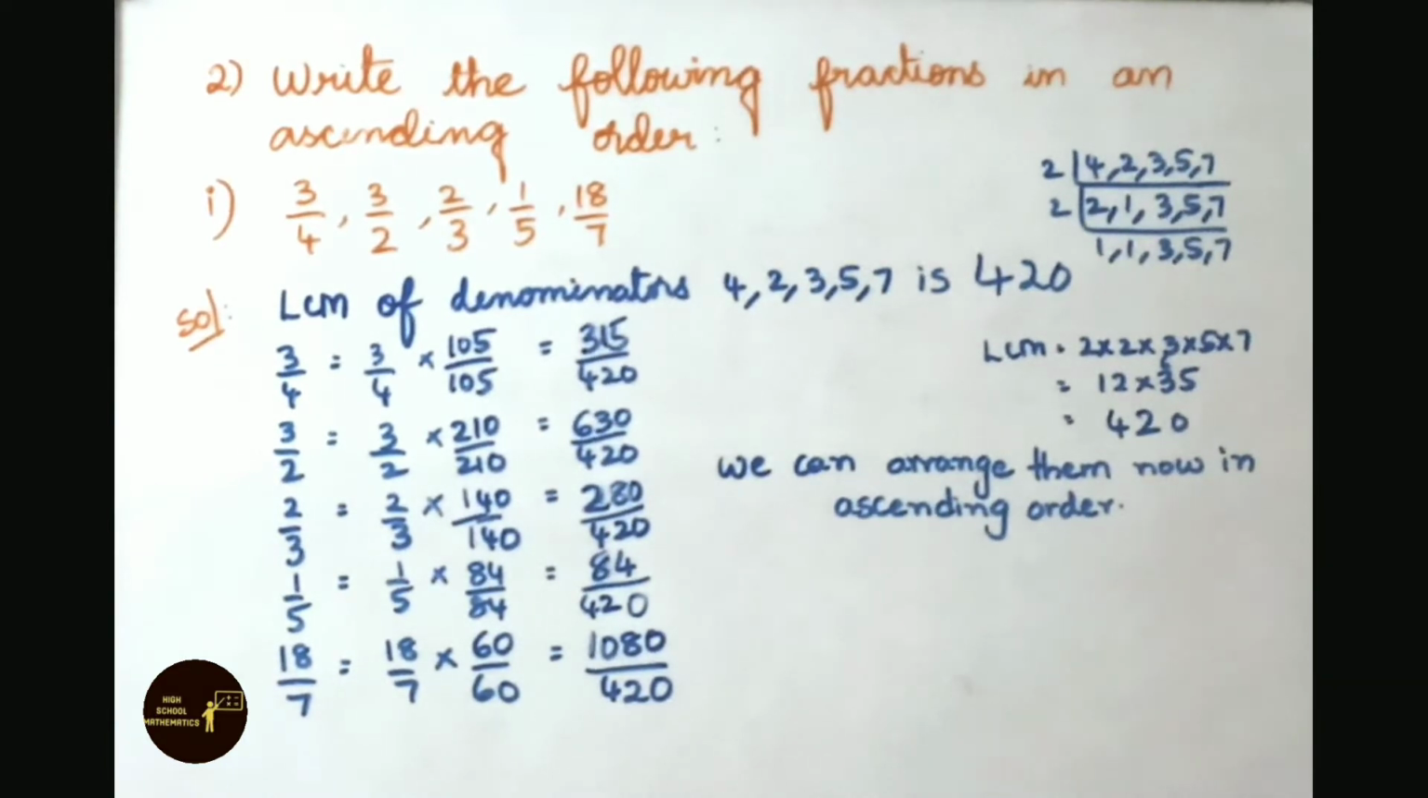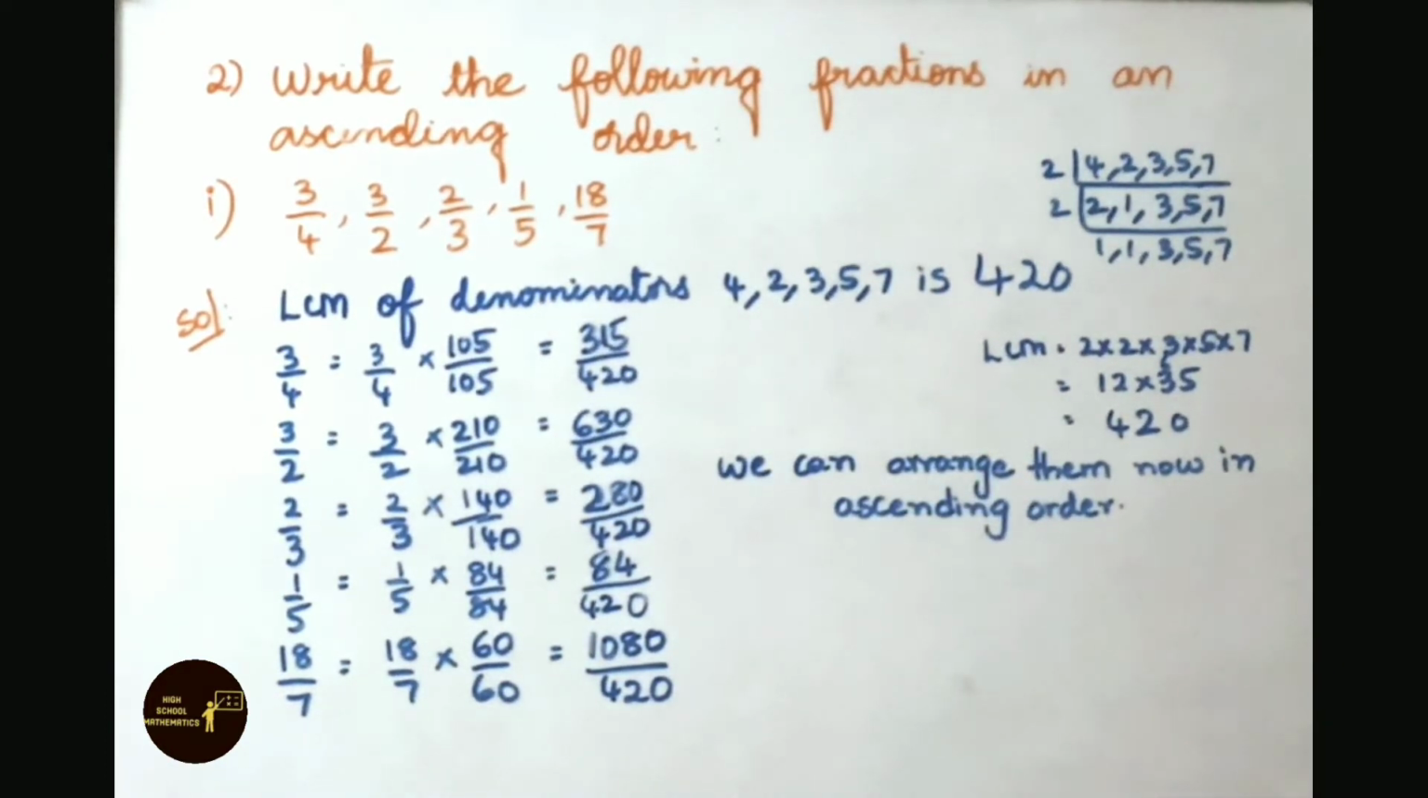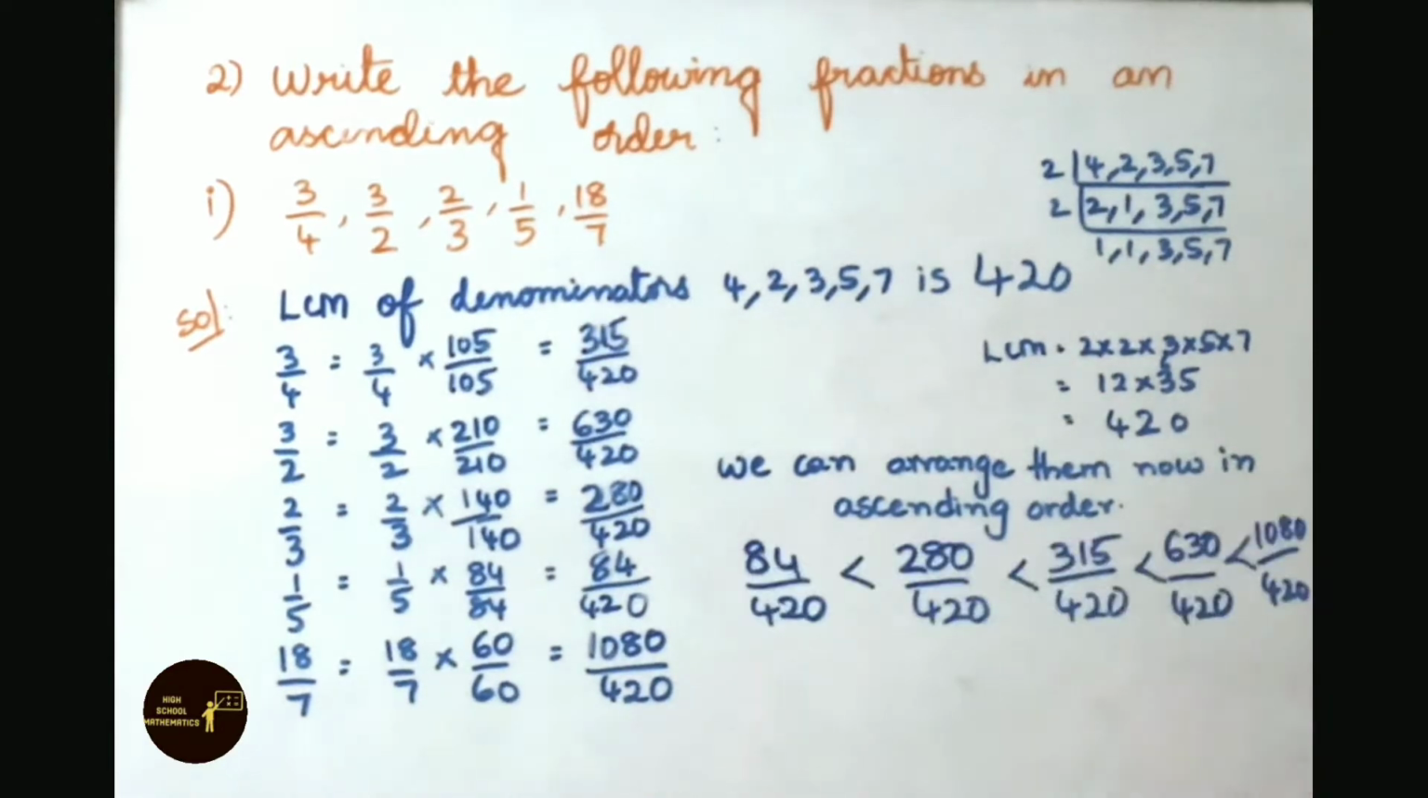Now all denominators are the same, so now easily we can compare and arrange them in ascending order. Among all these fractions, the lowest one is 84. Therefore, 84 by 420 is less than 280 by 420, that is less than 315 by 420, that is less than 630 by 420, that is less than 1080 by 420.